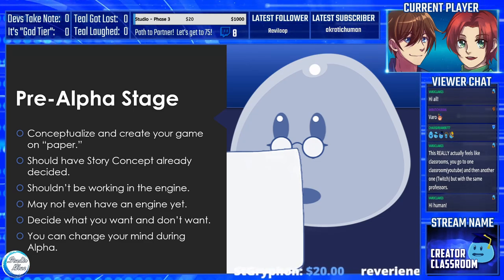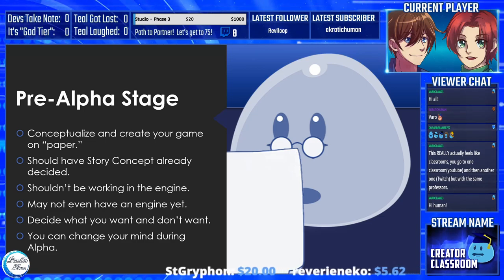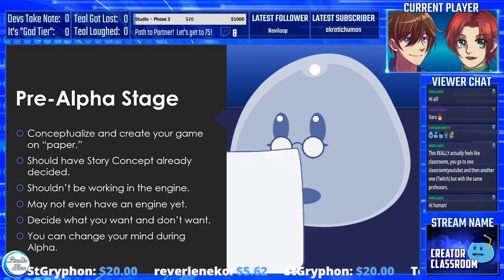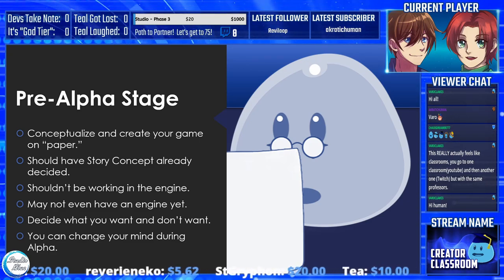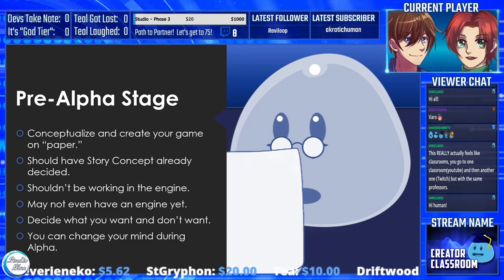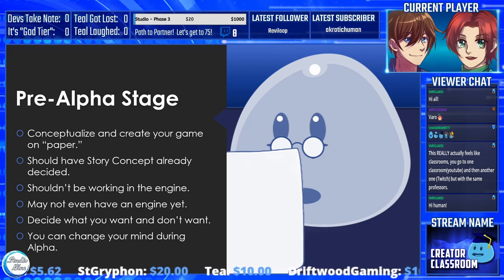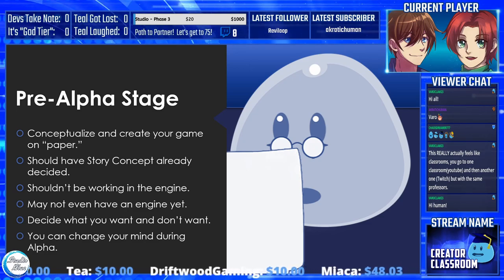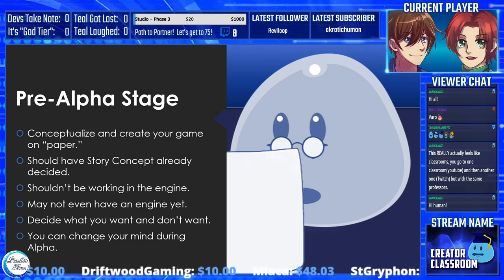You're obviously working in the engine. And that kind of does contradict what we just said. But we're talking about the planning and concept stage of pre-alpha, not the stage where you're putting together, hey, here's how I work in an engine, here's how the engine could look, here's how the game could look, please give me money. That's outside of the scope of this. This is just the planning part of pre-alpha.